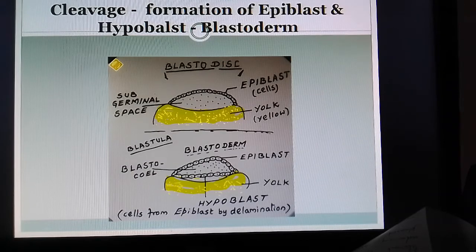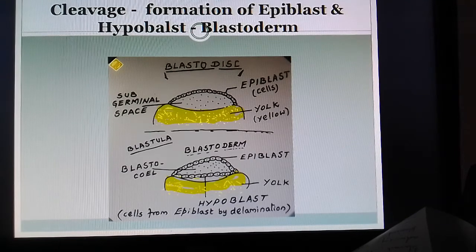And then the next process is this epiblast will be delaminating. Delaminating means producing many cells to form a new layer beneath. Beneath in the sense leaving a gap inside. And that newly forming layer is called a hypoblast. And you find a space, a cavity between epiblast and a hypoblast called blastocele.